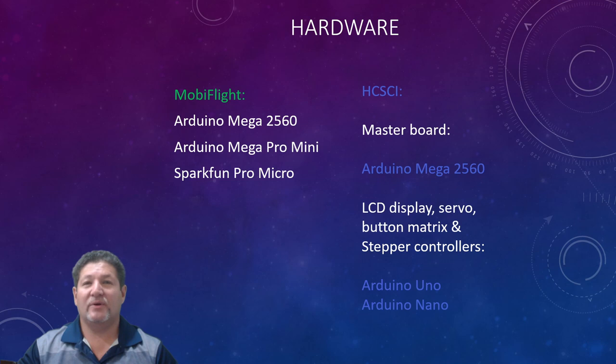So with Hicksee, you can also use an Arduino Uno or Arduino Nano boards, but you can only use those as controllers for LCDs, servos, stepper motors, and the button matrix, which I'll talk a little bit more about later on.